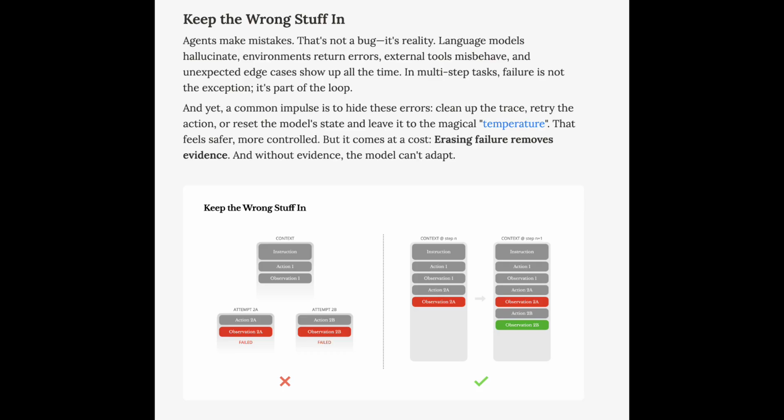Coming to the fifth point, keep mistakes inside the context. It's always tempting to clean up the context or delete the mistakes or failed actions, but the Manus team found it's actually better to keep them inside the context. When the model sees its own past mistakes and their outcomes, it won't try to repeat them. This acts as a self-correcting loop, and the model learns what went wrong and adjusts its future actions.